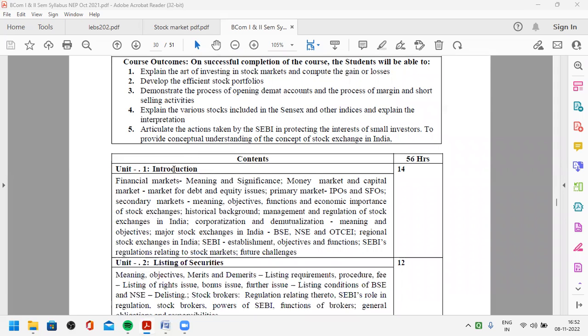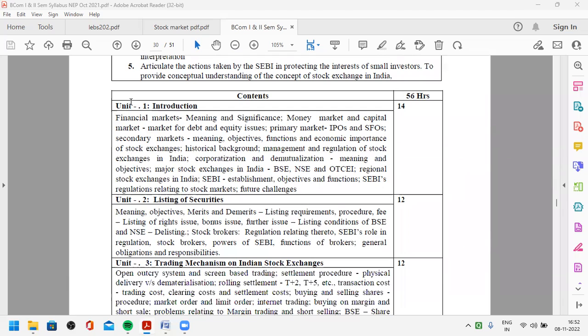Let's come to this. There are totally 5 units out of which you will get the questions. Unit number 1 deals with financial markets, all about meaning and significance. Money market, capital market, market for debt and equity issues, primary market, IPOs, and seasoned equity offering is also there. So IPO and SEO it is, secondary market, and meaning, objectives, functions, and economic importance of stock market, historical background, and the management and regulation of stock exchanges in India, and the concept of corporatization and demutualization, meaning of this, what are the objectives of this, and what are the major stock exchanges in India, that is NSE, BSE, and OTCEI. Along with this, again, regional stock exchanges in India.